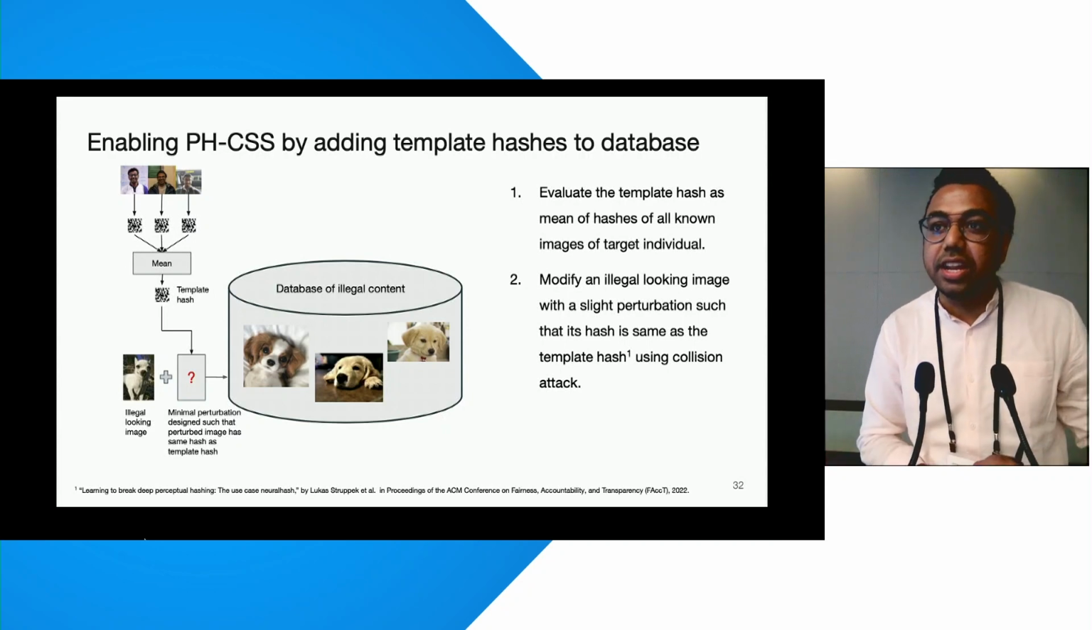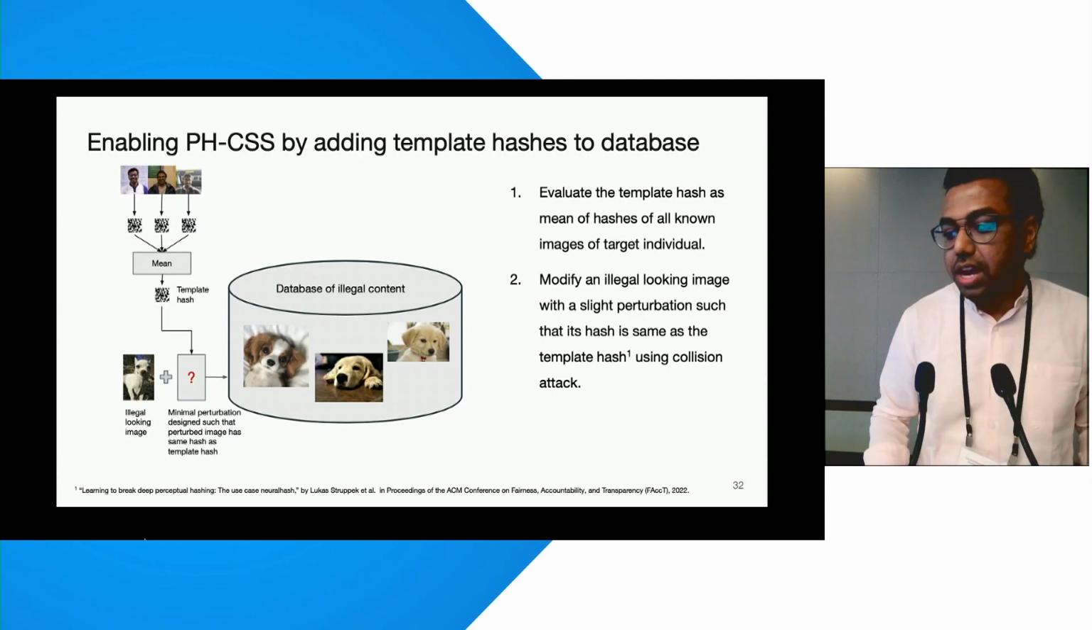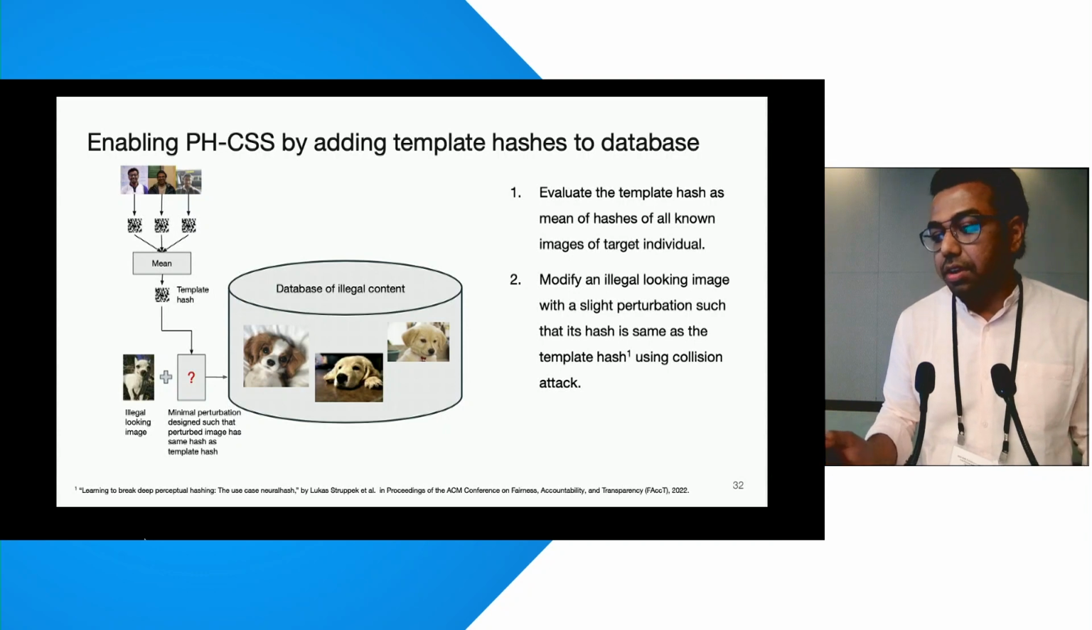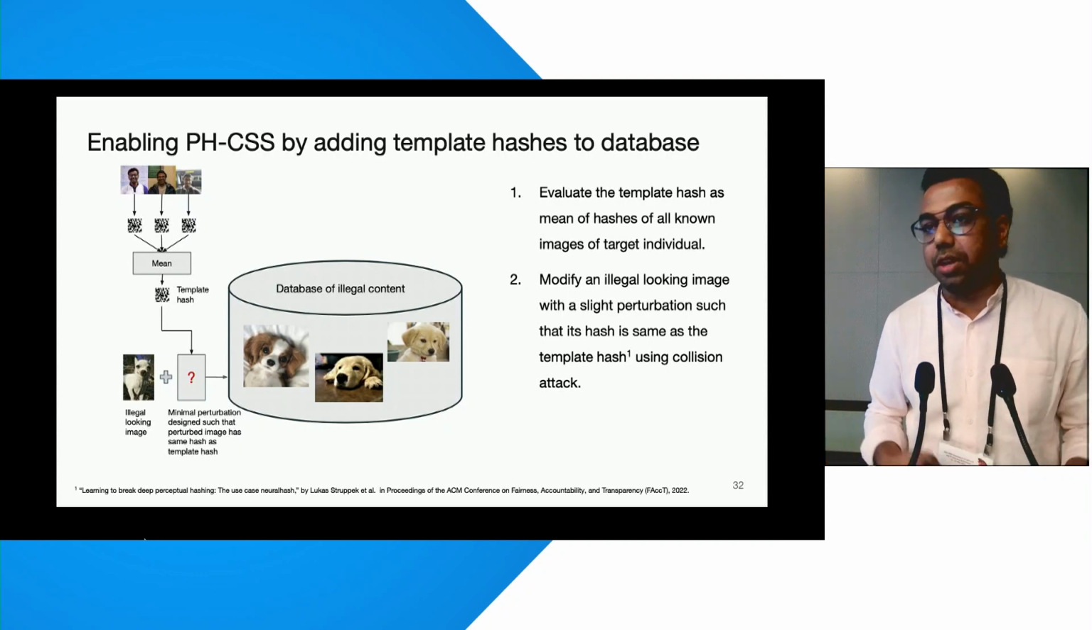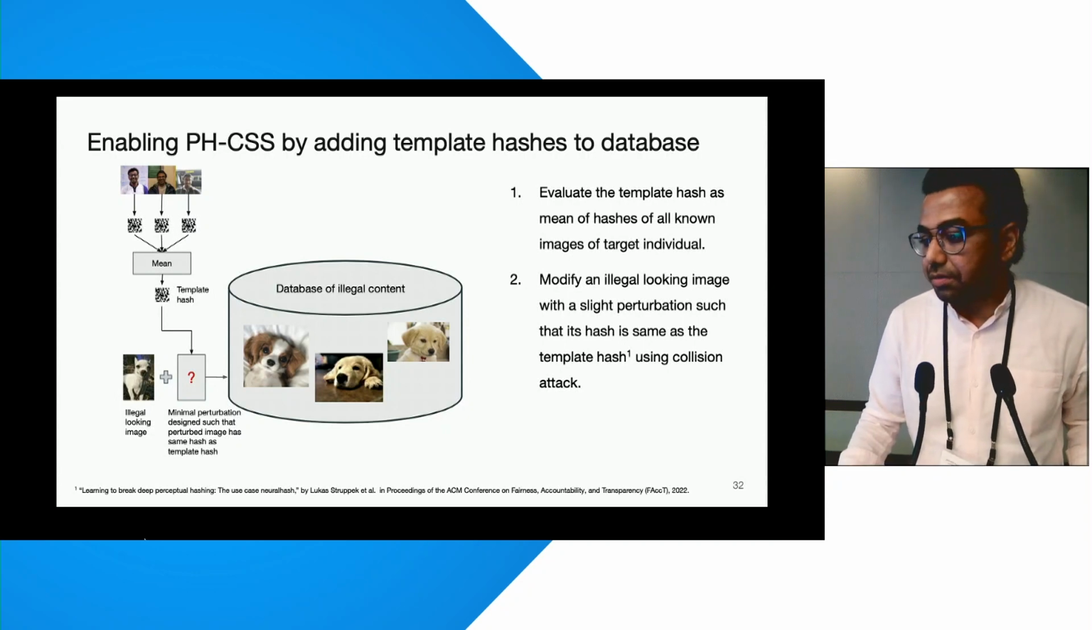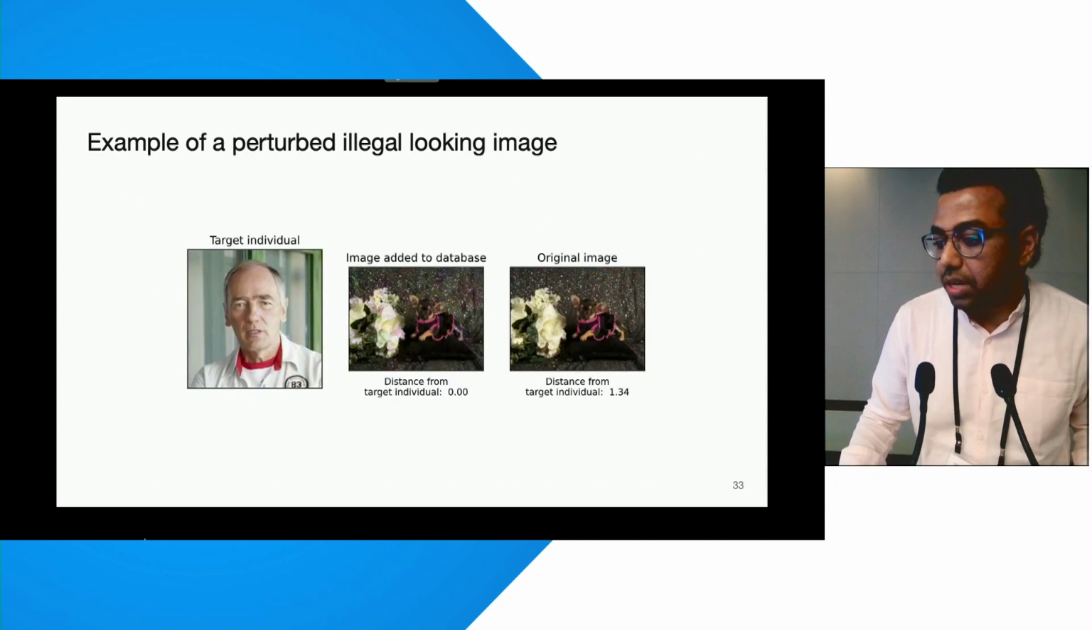We call this a template hash. Then we take an illegal-looking image, a cute dog image, and we apply a minimal perturbation such that the image is modified and has a similar hash to the template hash, but visually it still looks like a legal image. And this is what our results look like.